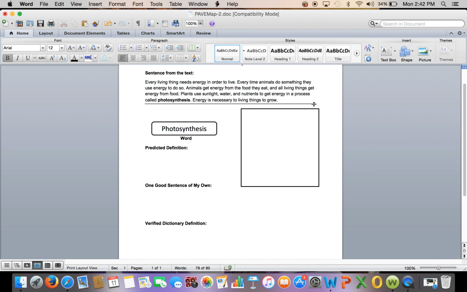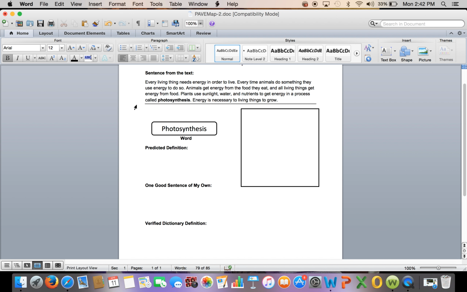So we have this sentence over energy and photosynthesis that reads, "Every living thing needs energy in order to live. Every time animals do something, they use energy to do so. Animals get energy from the food they eat, and all living things get energy from food. Plants use sunlight, water, and nutrients to get energy in a process called photosynthesis. Energy is necessary to living things to grow."